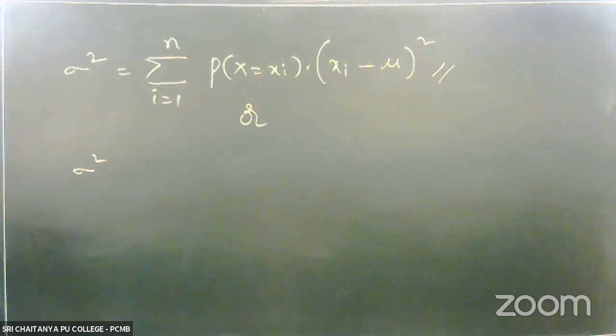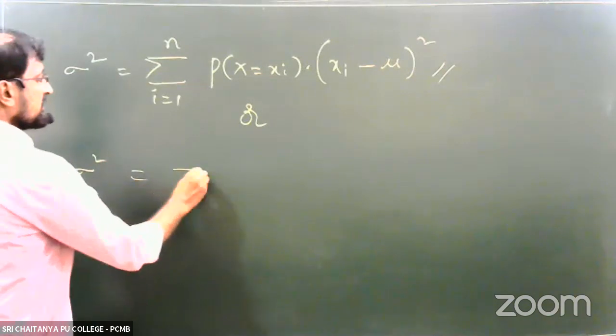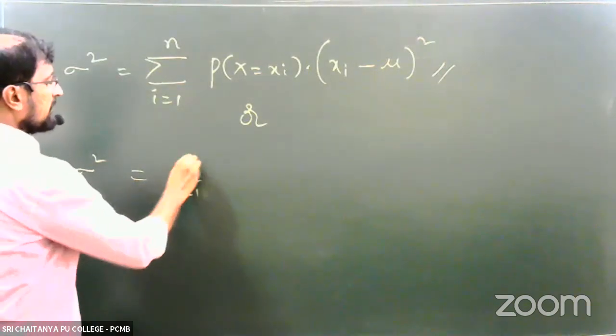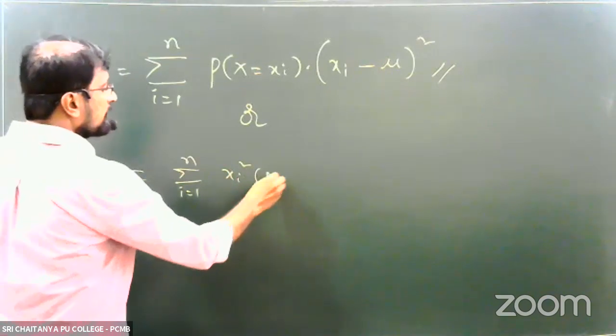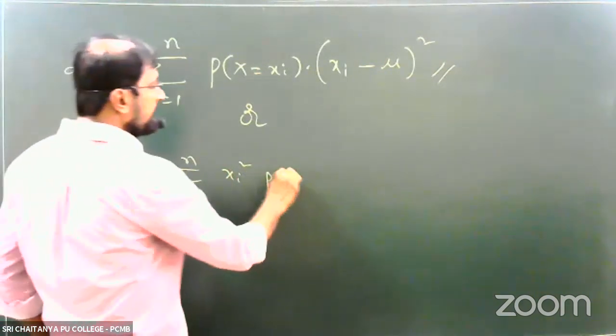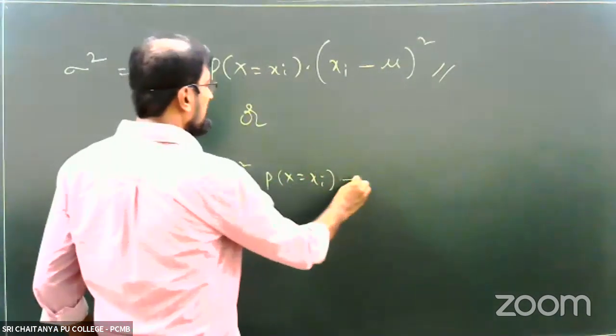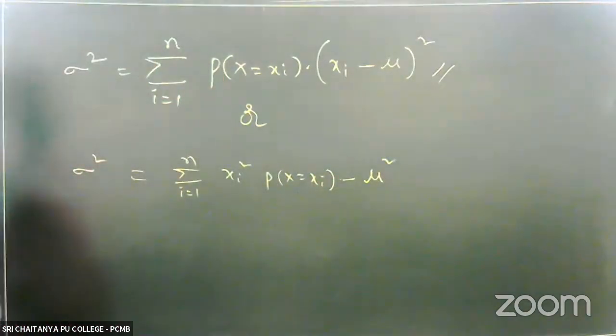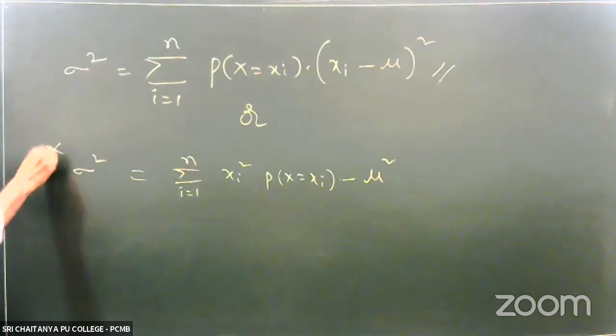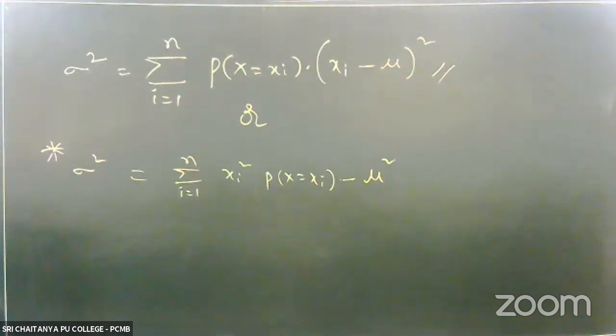Sigma square is equal to sigma i equals 1 to n, xi square into p of x is equal to xi, minus mu square. This is very easy. Don't worry that the formula seems to be very ugly, but the problems are very easy to do comparatively to the previous exercise.